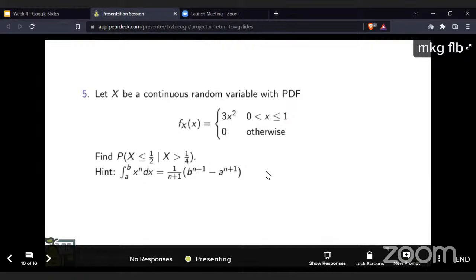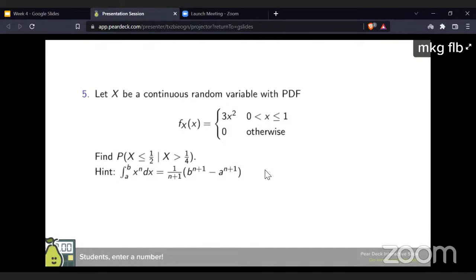Again, here you have a continuous random variable with PDF 3x square for x lying between 0 and 1. And you have to find the probability that x is less than or equal to 1 by 2, given that x is greater than 1 by 4.